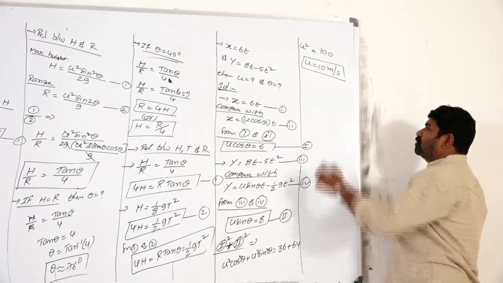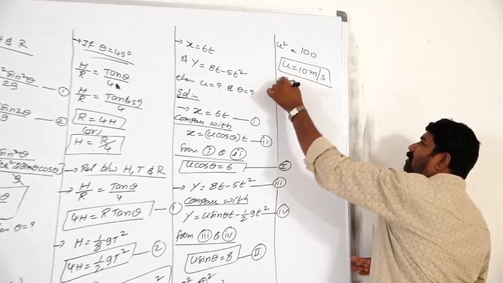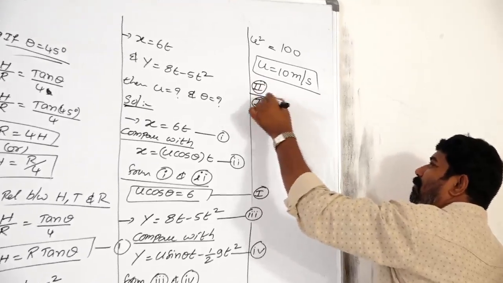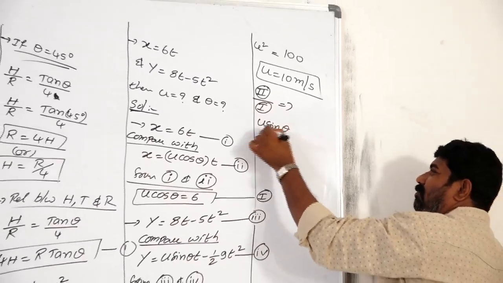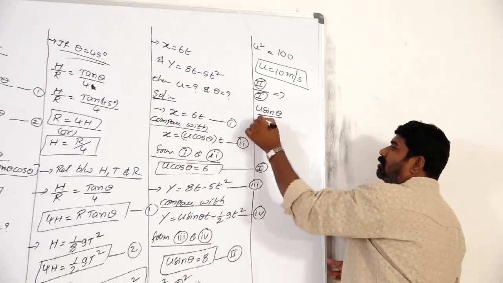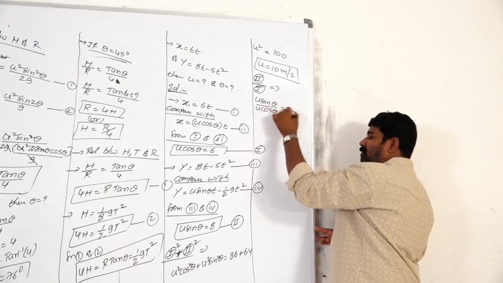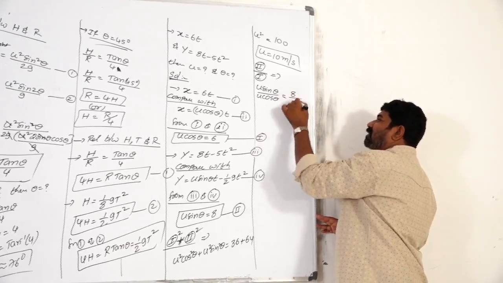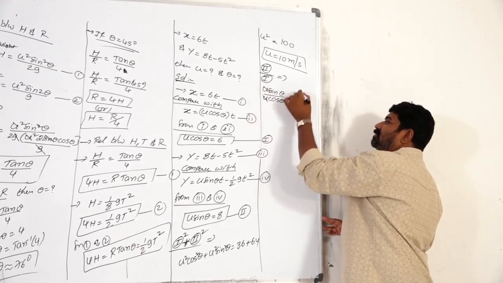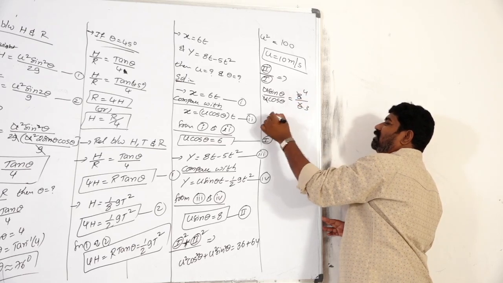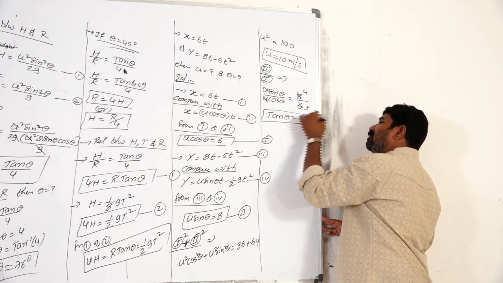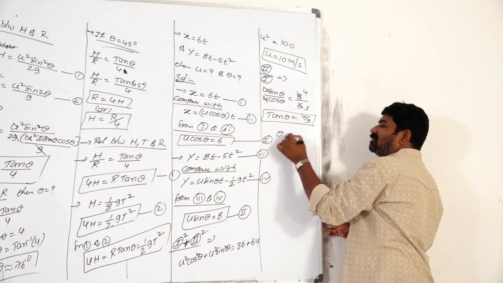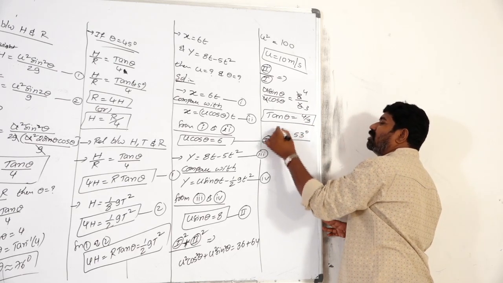What is the angle of projection? Simply we go for 2 by 1. Equation 2 by equation 1 gives u sin theta by u cos theta, that is nothing but 8 by 6. u and u cancel, 2 4s, 2 3s, tan theta is equal to 4 by 3. Tan theta equal to 4 by 3 means theta is equal to 53 degrees.